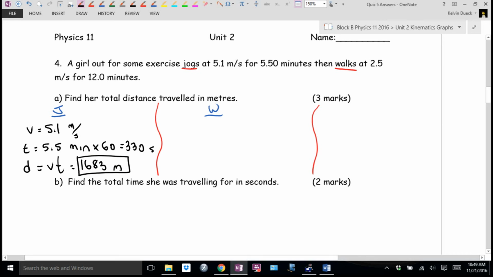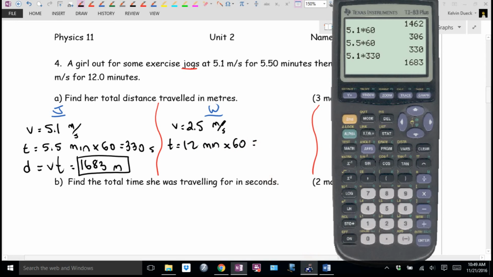While walking, V equals 2.5 meters per second. Time equals 12 minutes, which I'm going to multiply by 60, right? Folks, if you didn't do this, don't just copy this down. Try this tonight yourself. 12 times 60, Mr. Duick. 720 seconds.